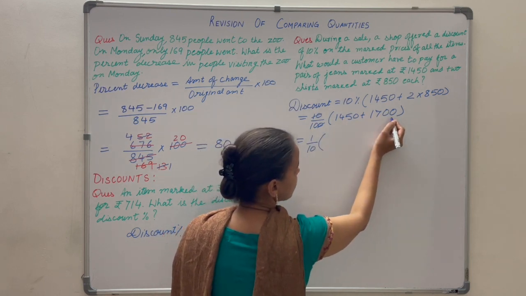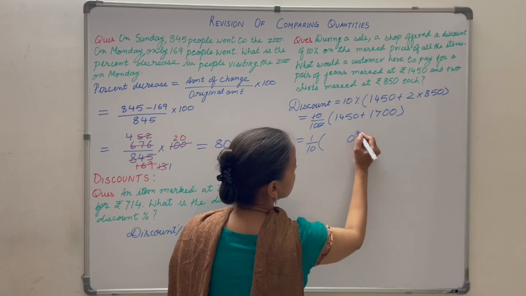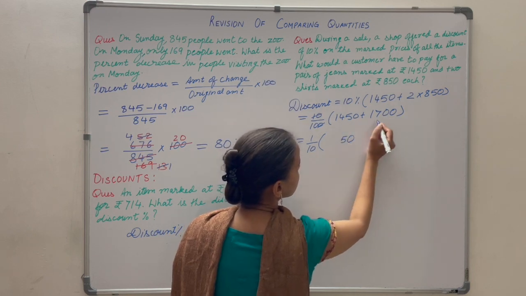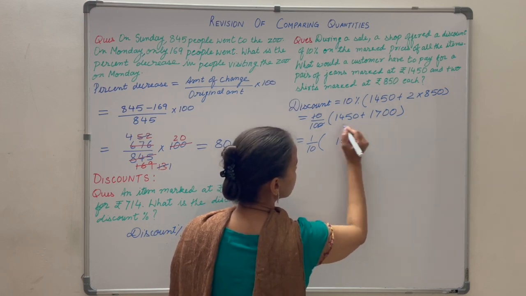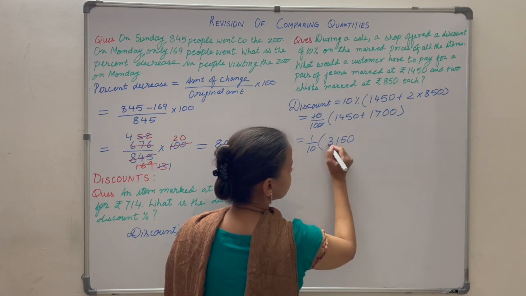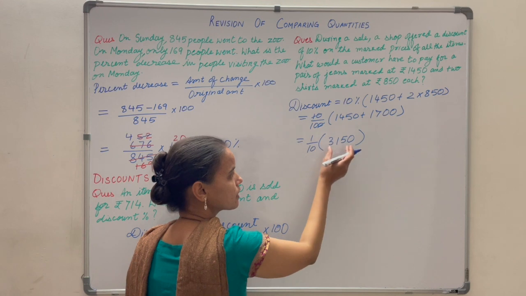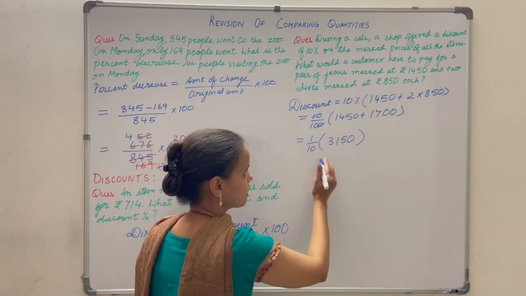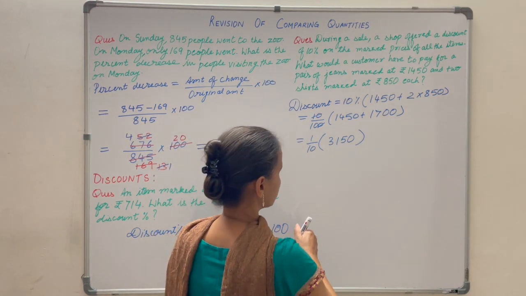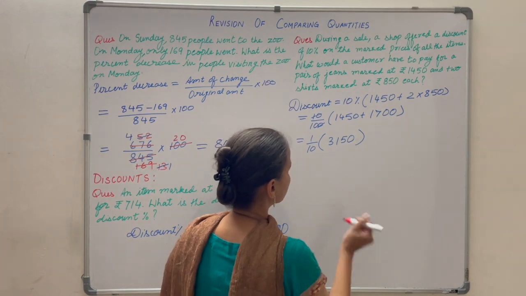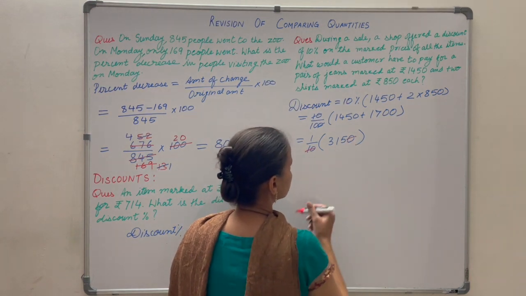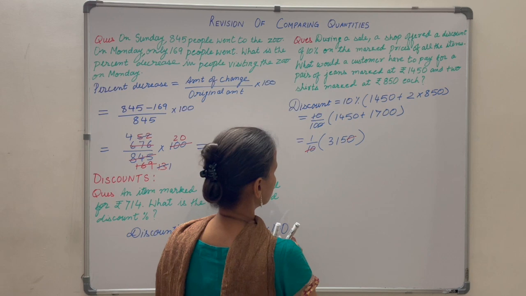So now you have to add. So 0, 5, 7 plus 4 is 11 and 3. So here this is your mark price. 10% discount on mark price of all the items. So you can cancel the zeros here and you will get the discount as rupees 315.